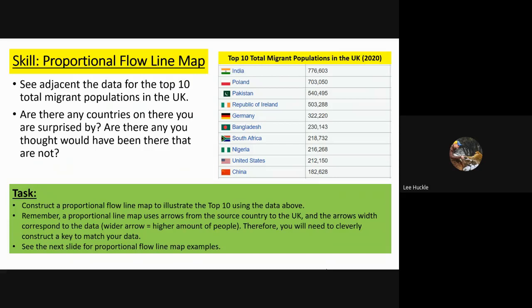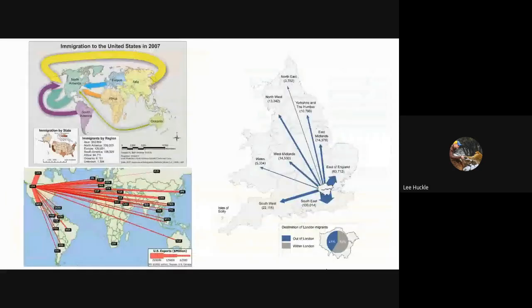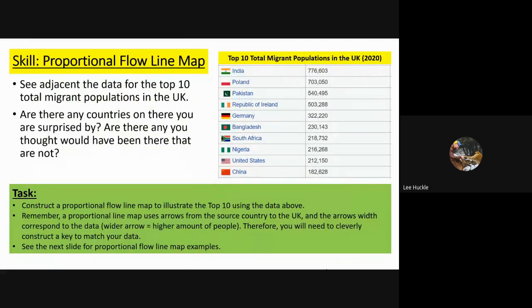Some points here. Remember, a proportional line map uses arrows from the source country to the UK, because remember, this is international migrants moving to the United Kingdom. And then on the next slide, you'll have a look at some examples. And you'd have discussed different ways of producing flow line maps, proportional flow line maps, to present that data that you were given.